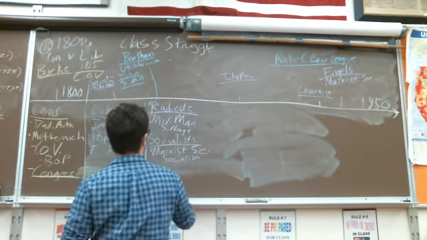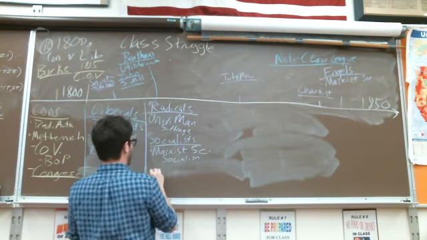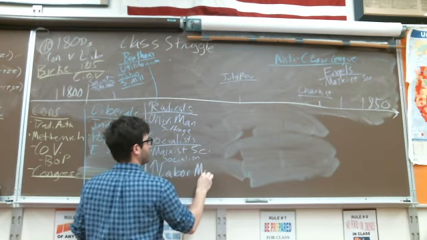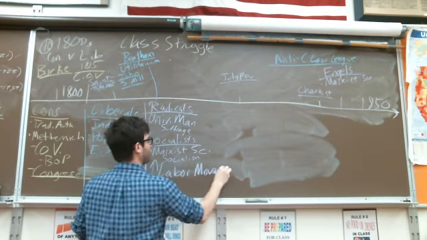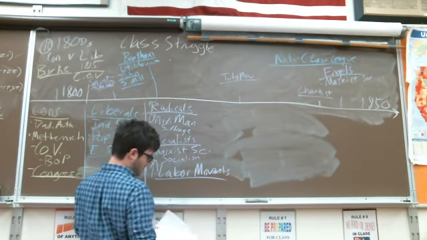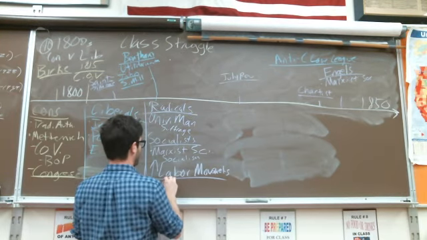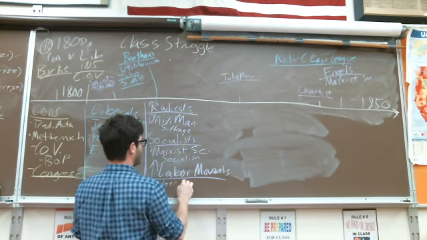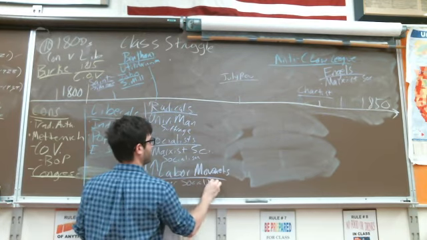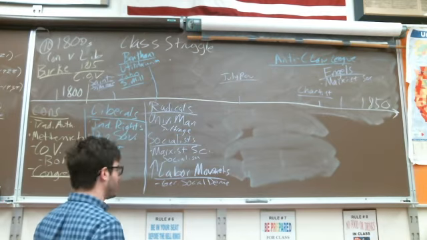Our last point for the socialists is that at this time period, we see a rise of labor movements. The rise of labor movements. What's the German Socialist Party? No. Social Democrats. You guys remember the Social Democrats? Right, they're the Socialist Party.